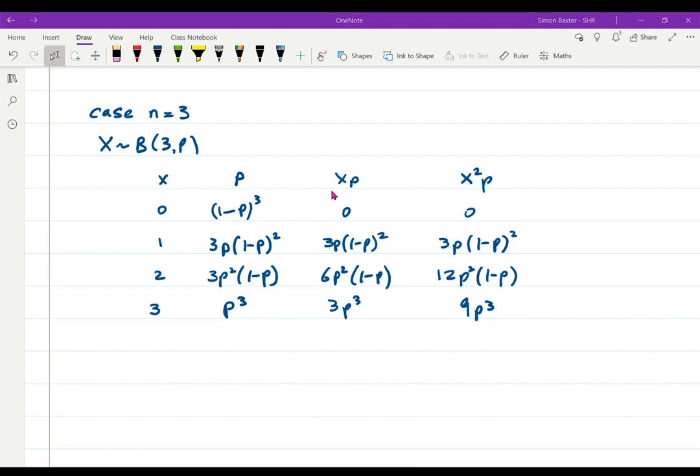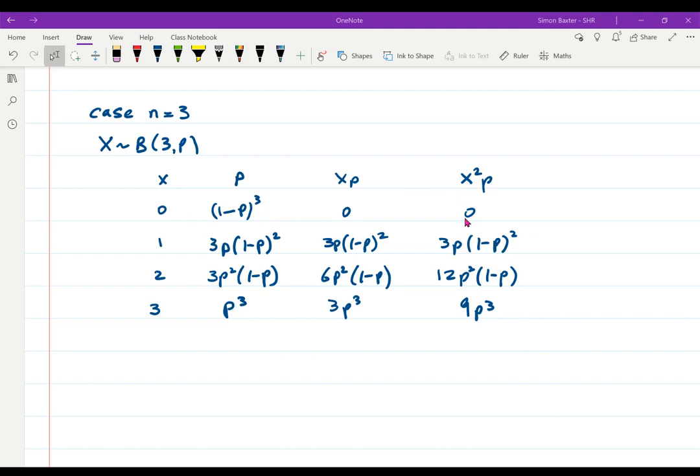So now, when we want to work out the expected mean, we will need sigma xP. So we need xP: 0 times that is 0, 1 times 3p(1 minus p) squared is 3p(1 minus p) squared, 2 times 3p squared(1 minus p) is 6p squared(1 minus p), and 3 times p cubed. For the variance, we're going to have to work out the expected value of X squared, or sigma x squared P.